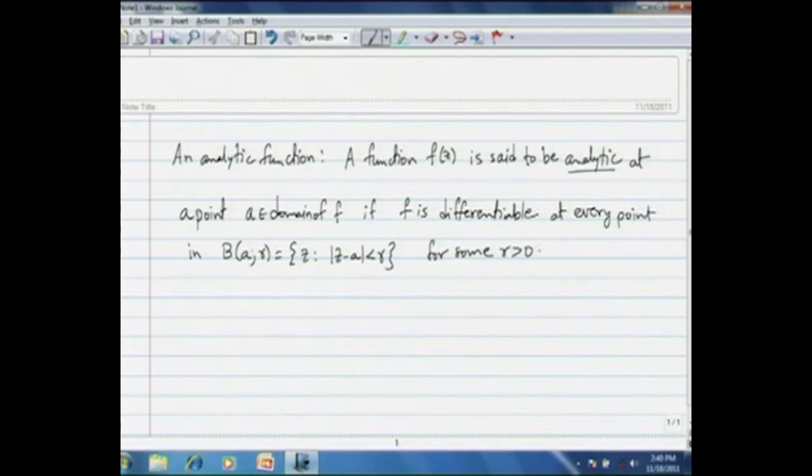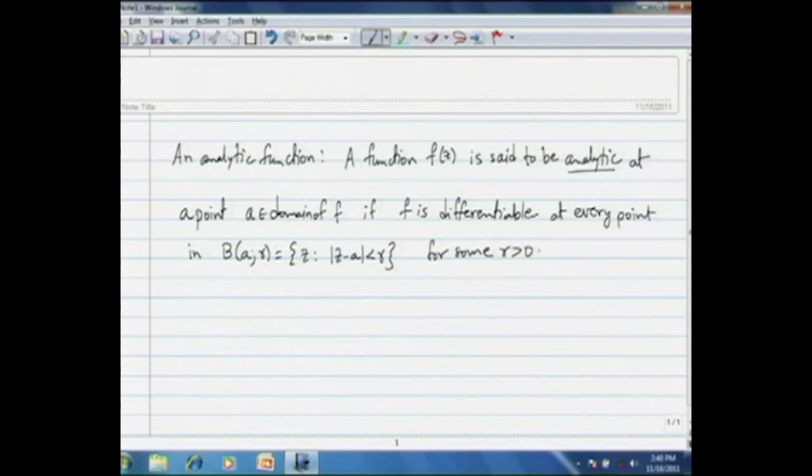So, a complex function which is differentiable at every point in a neighborhood of a point A, where B(A, r) is called the r neighborhood of the point A, is said to be analytic at the point A. What this does is essentially give some room for the function where it is differentiable. We will see that it has very deep consequences.